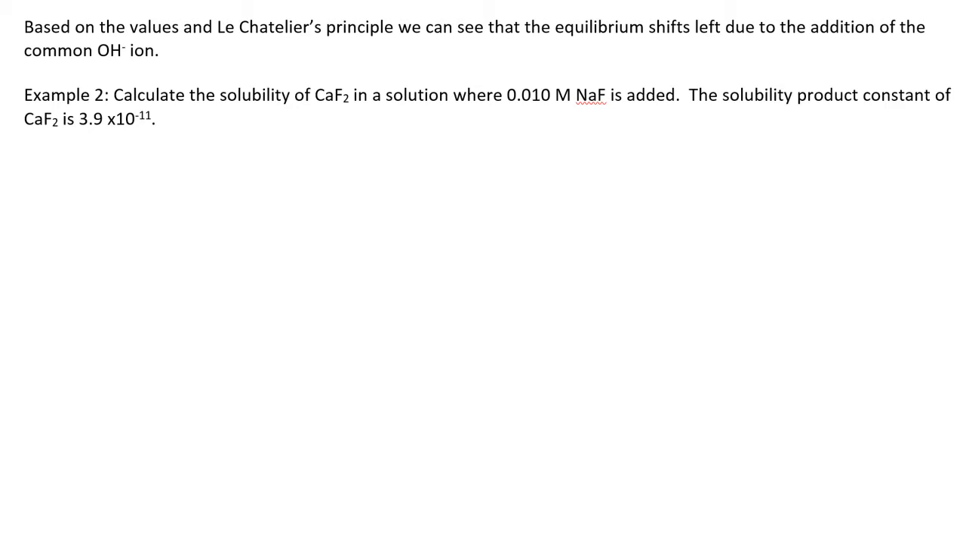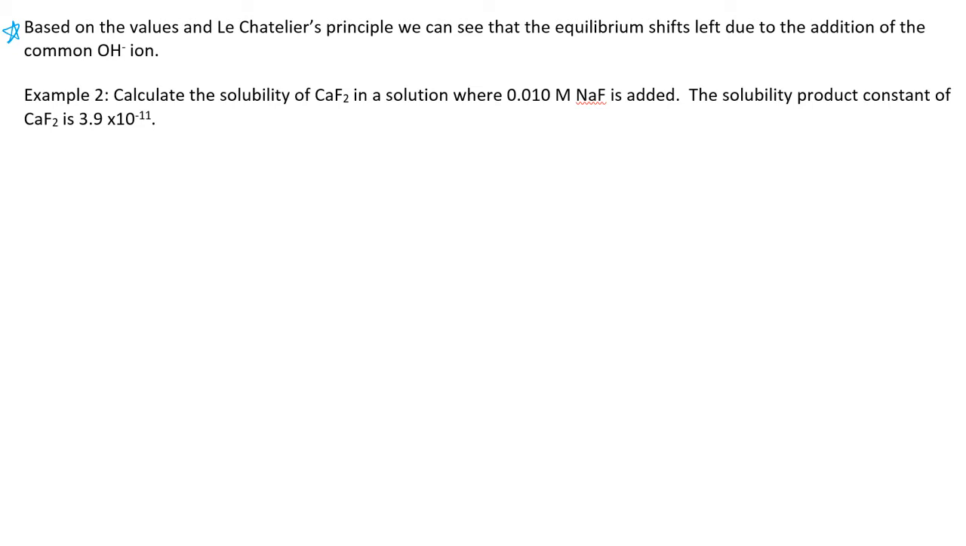The other thing we can see from that previous example, I didn't have space to put this part on my previous slide, is that based on the values that we got at equilibrium, and Le Chatelier's principle, the equilibrium shifts left due to the addition of our common hydroxide ion. Because we added hydroxide, we shift that equilibrium to the left and reduce our amount of iron that we started with. We're going to try the second example here.